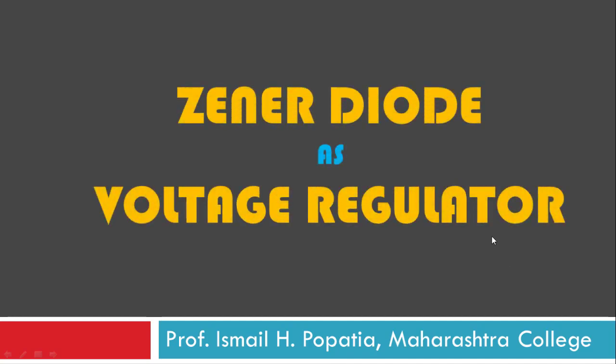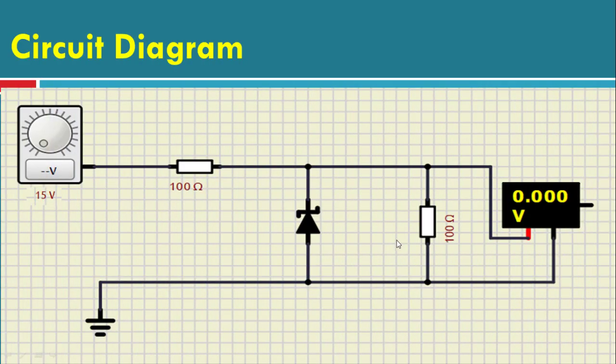In today's session we'll study the Zener diode as a voltage regulator. A voltage regulator is a circuit which gives a constant output voltage irrespective of the fluctuations in the input and the changes in the load resistor. This is the circuit diagram we'll be using. Let us see the components.